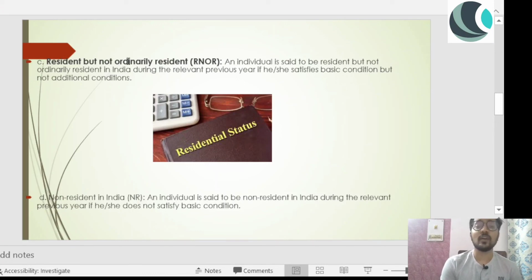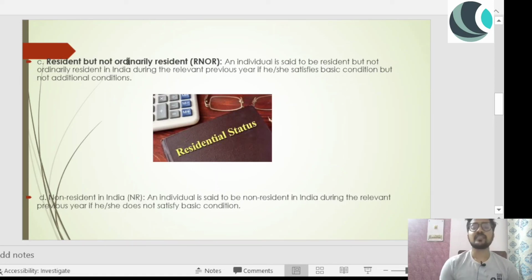If you fail to meet any one of the additional conditions, you won't be categorized as resident and ordinarily resident. You will be categorized under resident and non-ordinarily resident. Lastly is NRI, non-resident Indian. An individual is said to be non-resident in India during the relevant previous year if he or she does not satisfy the basic condition. So if you don't satisfy the basic condition, you will be categorized as non-resident of India.